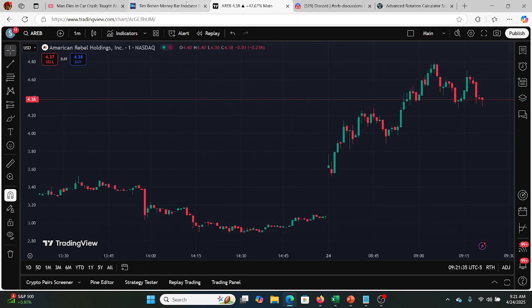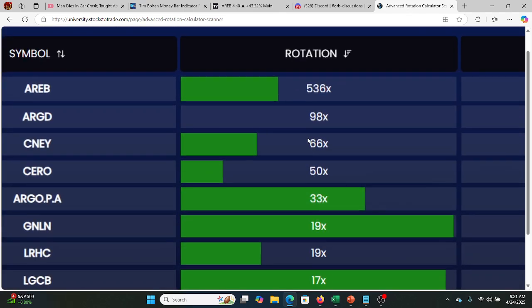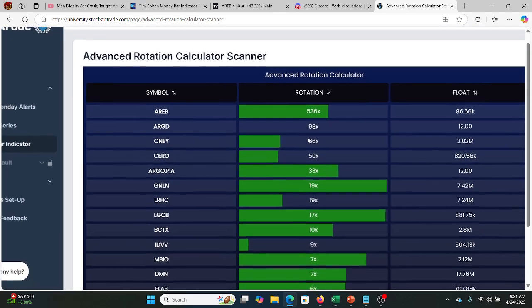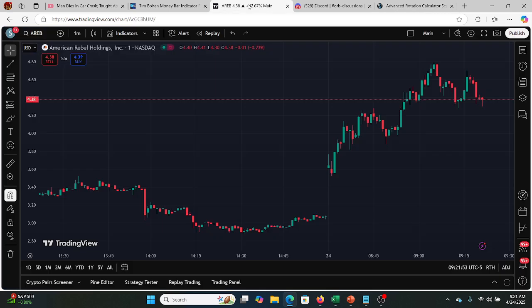AREB was showing these huge multiples. So the thing that you look at is the multiples, right? So you see how it says 536x? That is the number of times that today the float has been rotated through. So you can look at these and say, hey, this is something that is very likely to squeeze the shorts and have some big moves coming up, and sometimes really big moves. And we'll see what's happening right now.